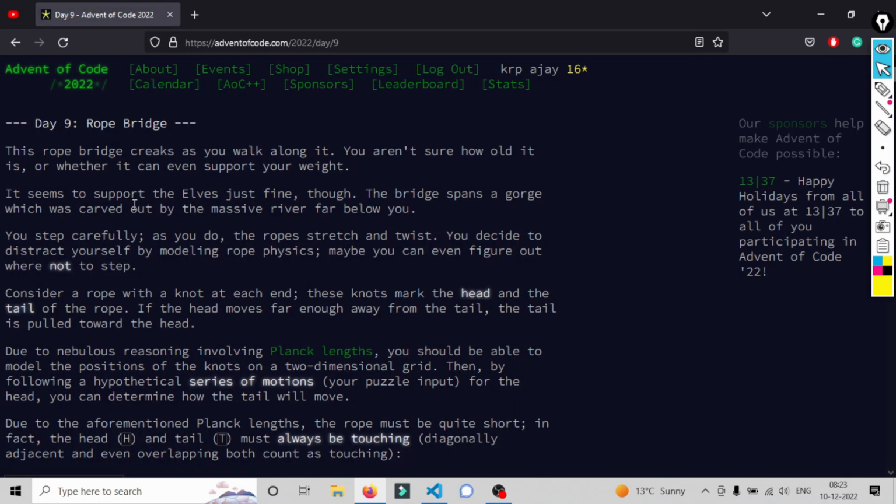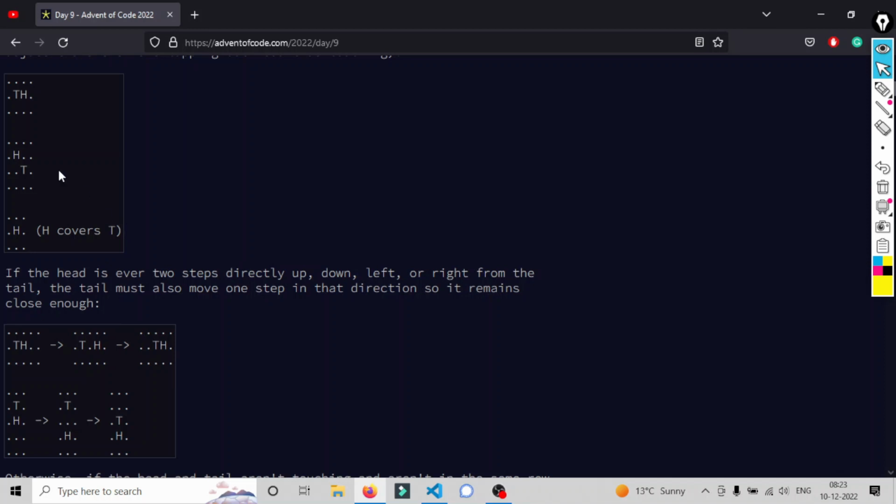Now let's move to the problem. So in this problem you will be given a head and tail, and you have to follow head and tail based on some criteria. So there are two rules to move head and tail.